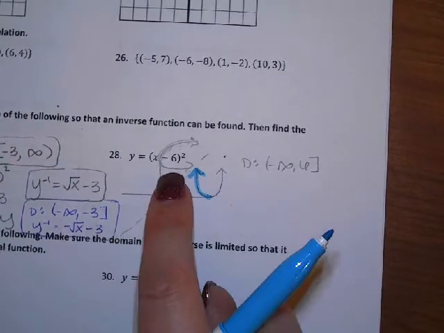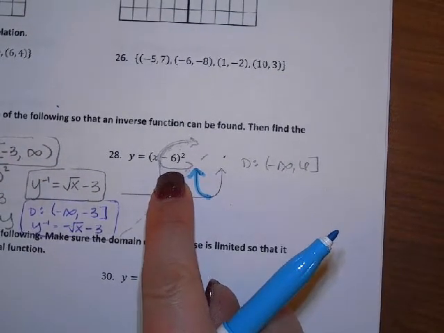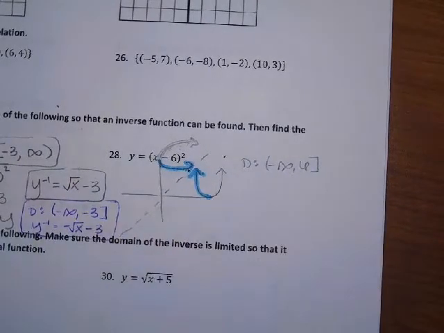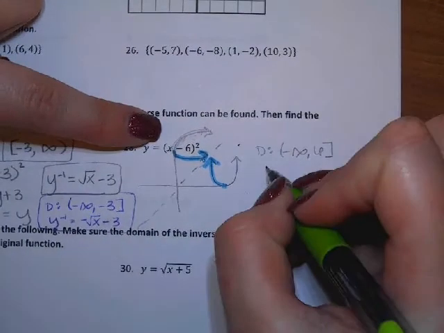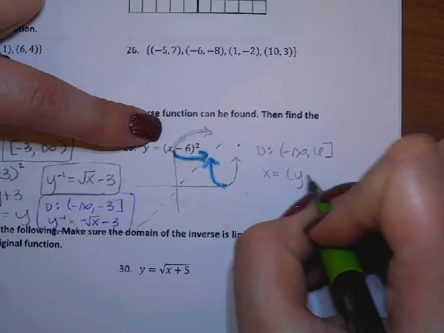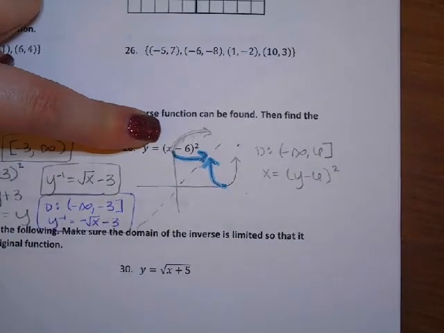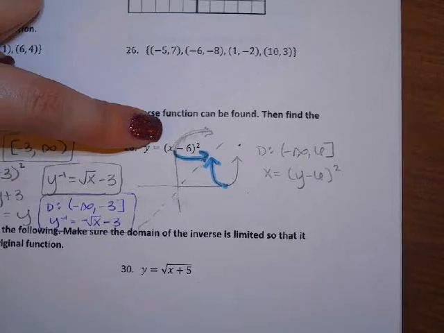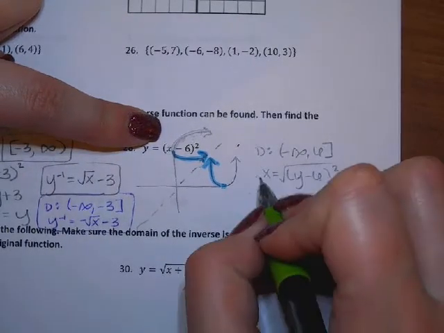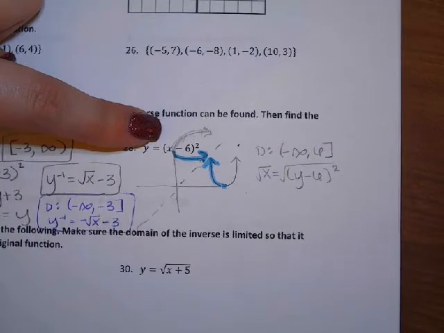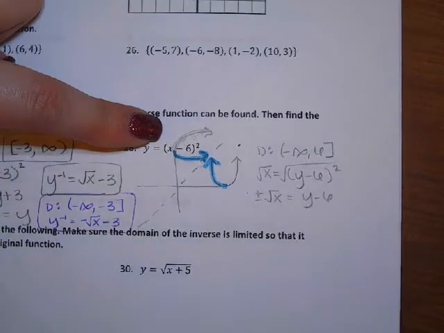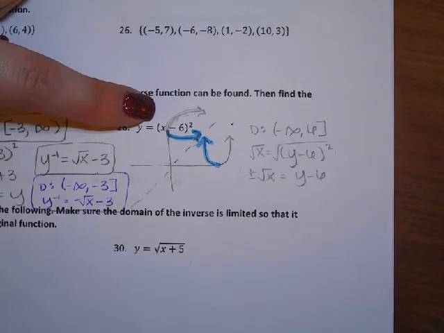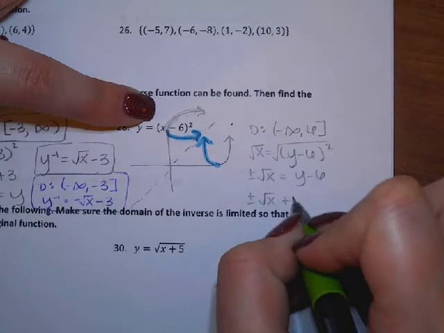Of the inverse, are we keeping the top or the bottom? The bottom, so that's what would make that reflection. Okay, so let's go through and find the inverse by hand. So we're going to say x equals y minus 6 squared. And what do I do? Square root. And then what do I do when I take the square root? Plus minus. So plus minus root x equals y minus 6. Add the 6. Plus minus root x plus 6 equals y.